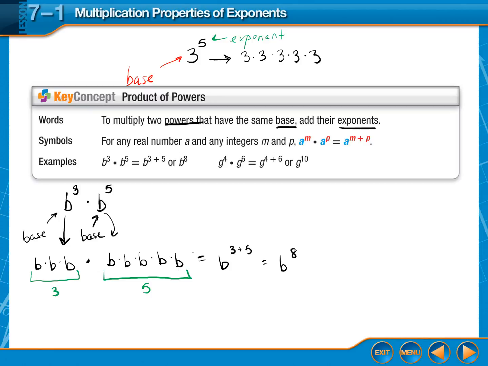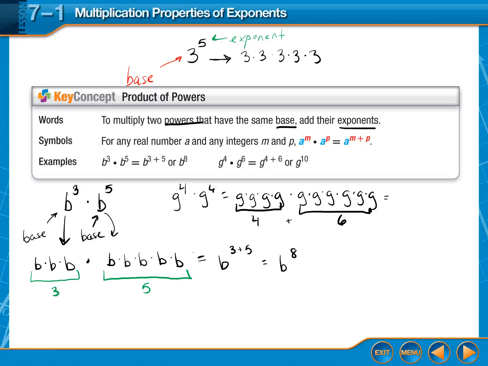The other one here is g to the 4th times g to the 6th. What that means is I have g 4 times, multiplied by g 6 times. So how many do I have altogether? Here I've got my 4, here I've got my 6, so 4 plus 6 gives me g to the 10th power.